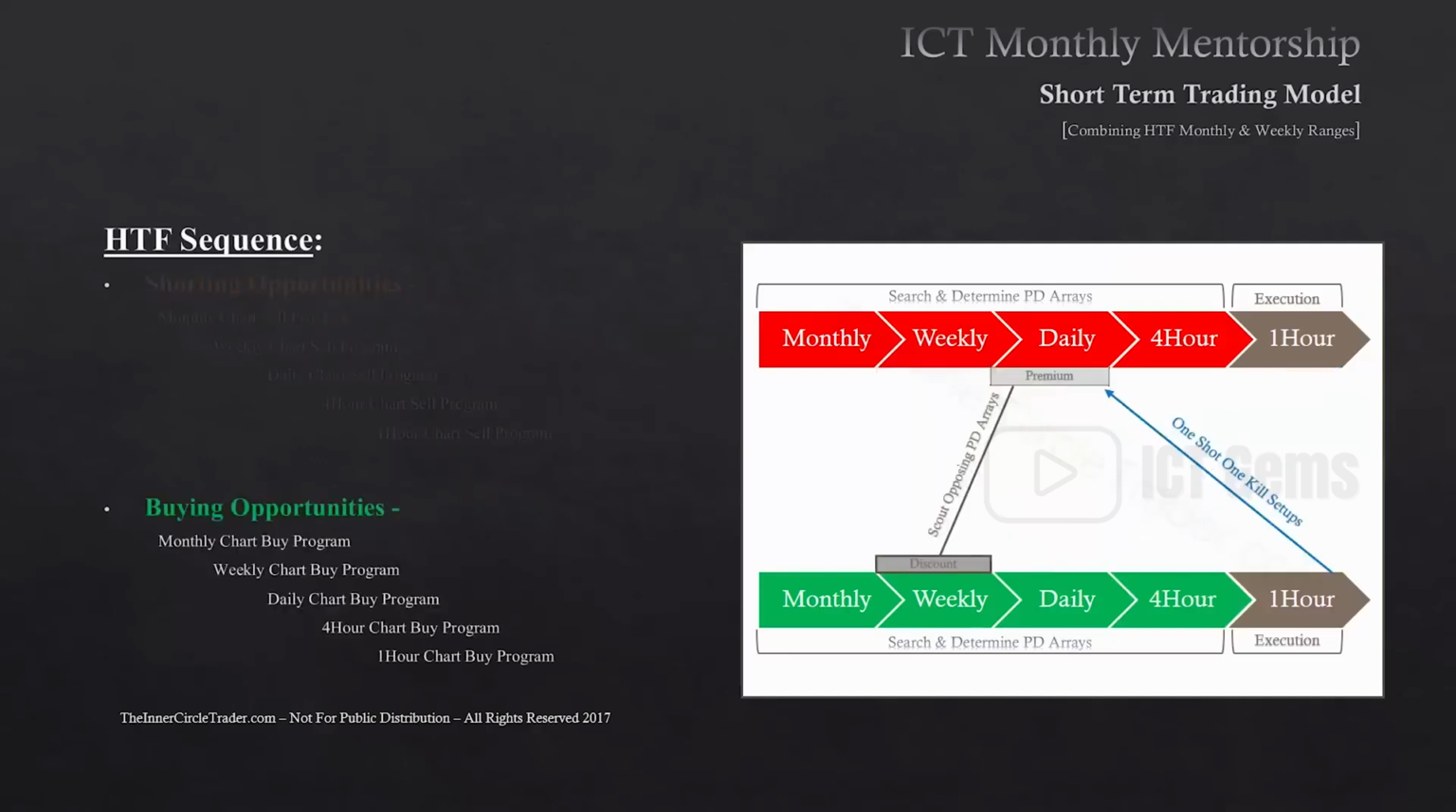The opposite is seen here when we're looking for a weekly discount, scouting an opposing PD array for a daily premium level. We drop down from the weekly, the daily, and the 4-hour, looking for all of the discount PD arrays, executing on any one of them from a 1-hour chart. And again, this is the one-shot, one-kill setup for longs.